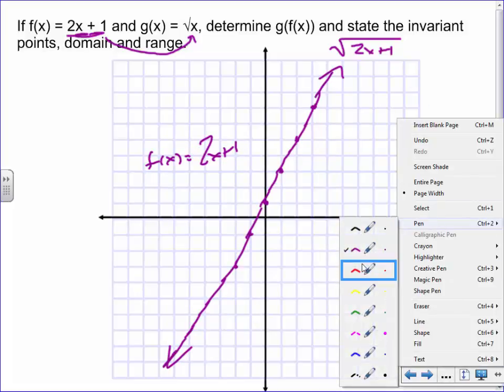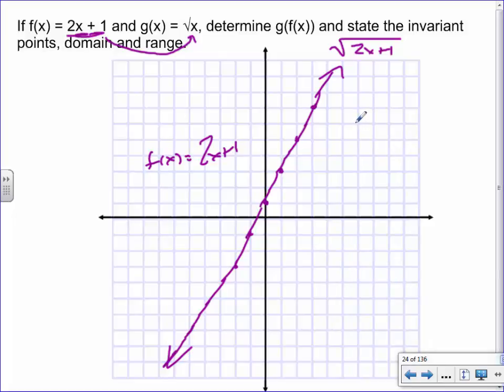But what we want to graph is g of f of x, which is the square root of 2x plus 1. You see how this is the square root of a function. We are square rooting the 2x plus 1 function. So based on what I just showed you a slide ago, there are 2 points that I should be able to plot on this graph immediately because they're not changing. When it's 1 and when it's 0.